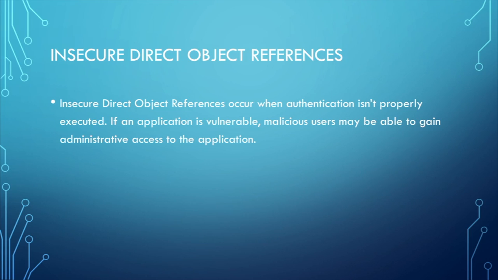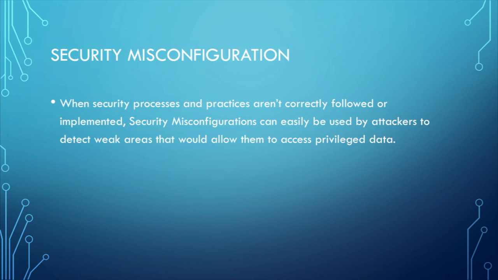Insecure direct object references. Insecure direct object references occur when authentication isn't properly executed. If an application is vulnerable, malicious users may be able to gain administrative access to the application. Security misconfiguration. When security processes and practices aren't correctly followed or implemented, security misconfigurations can easily be used by attackers to detect weak areas that would allow them to access privileged data.